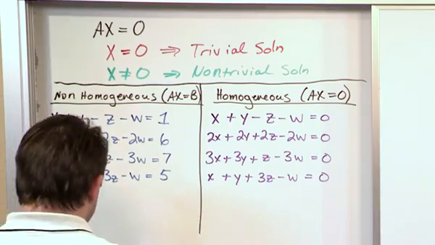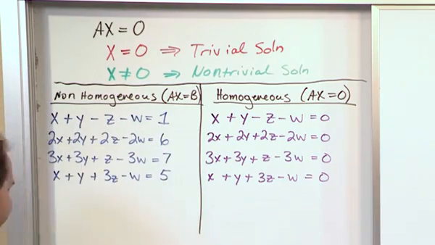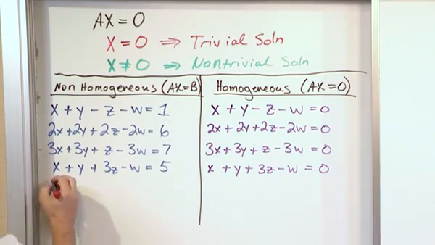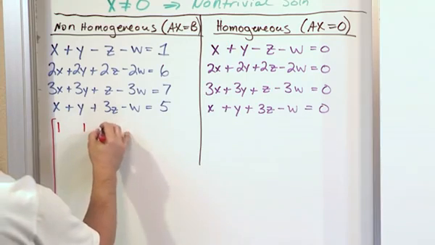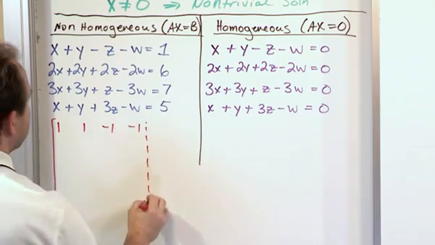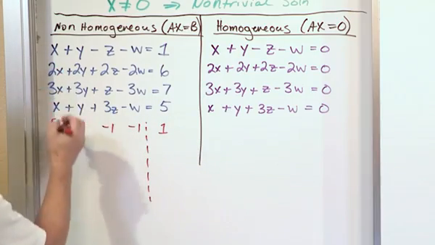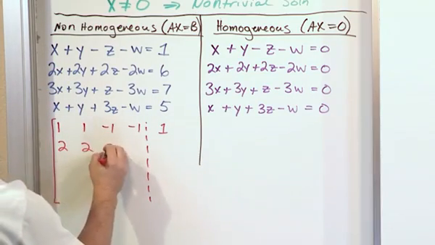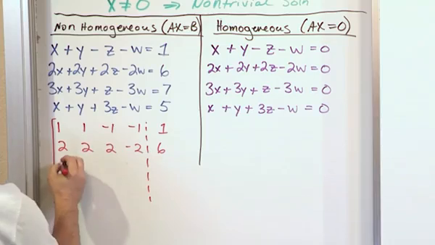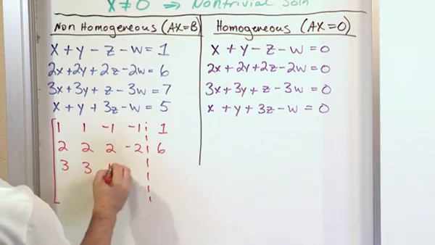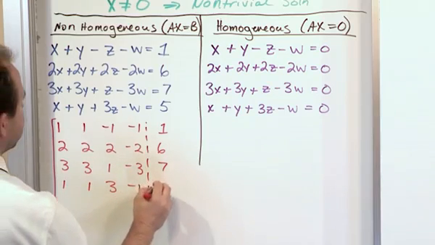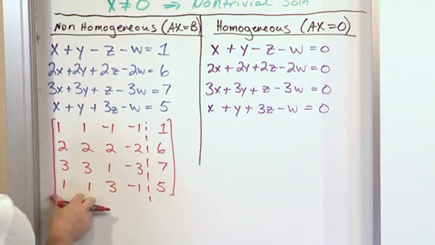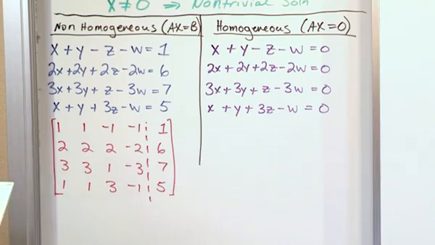All right, so how would we solve this? Let's not get too fancy. How would we actually solve it? Well, we would write an augmented matrix, and the matrix would look like this. 1, 1, negative 1, negative 1, 1. Then here we'd have 2, 2, 2, negative 2, 6. Then we'd have 3, 3, 1, negative 3, 7, and 1, 1, 3, negative 1, 5. This would be the augmented equation matrix.